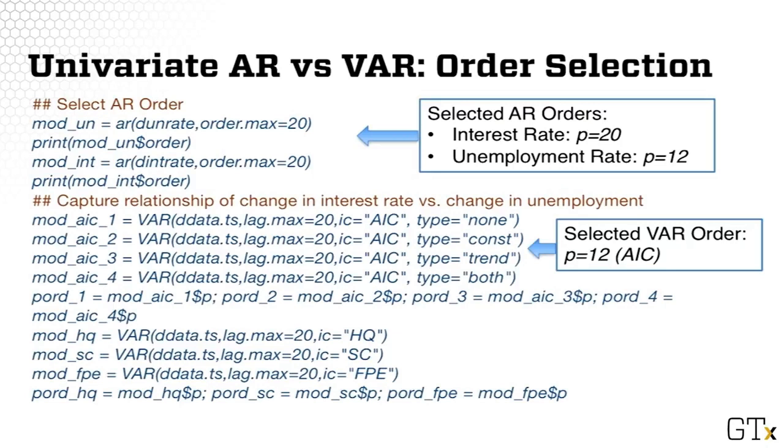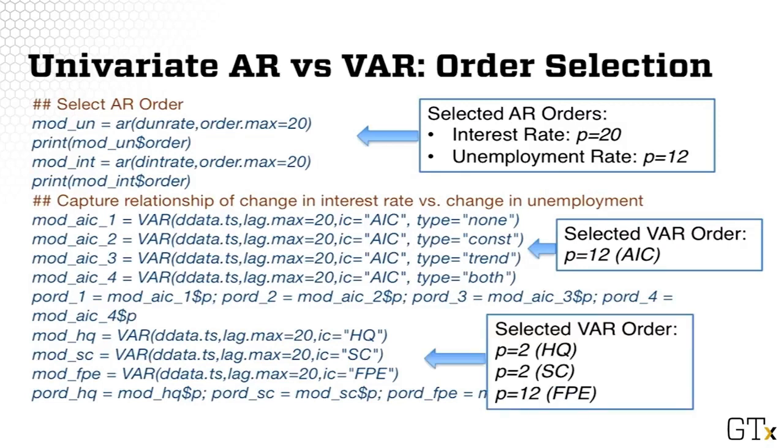Note that these two methods, BIC and Hannan-Quinn, usually penalize more for complexity, and hence they select a much smaller order. P would be equal to 2. This is a very big difference from the order selected with AIC.